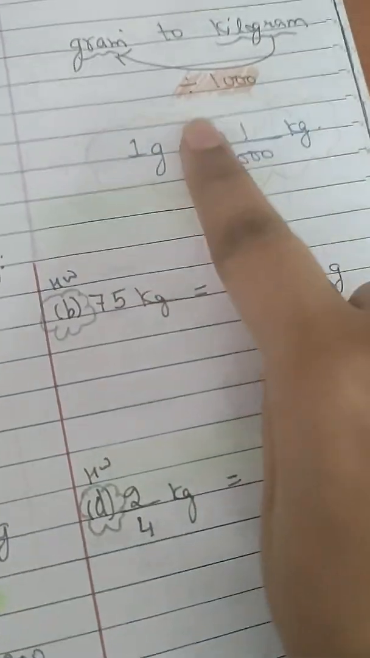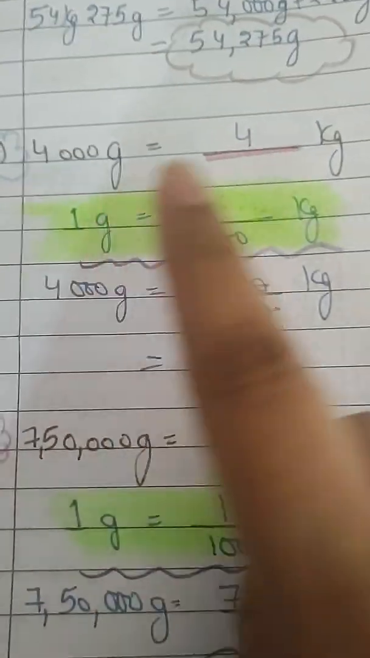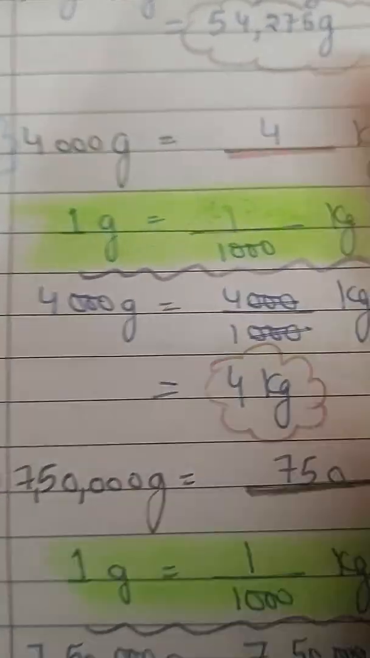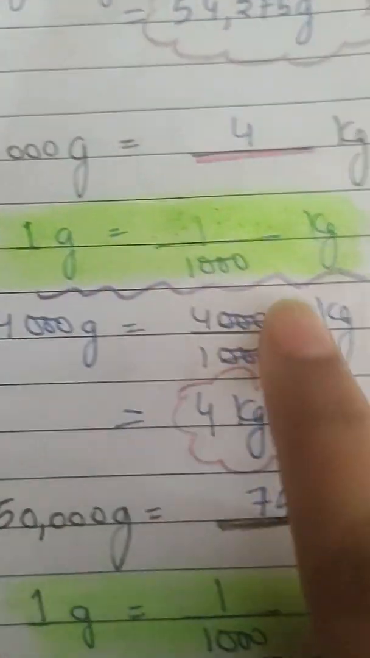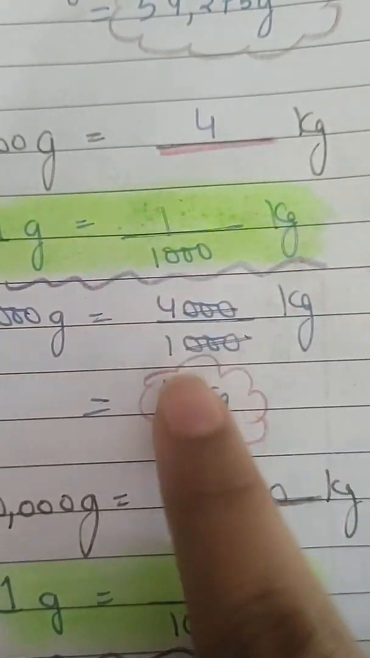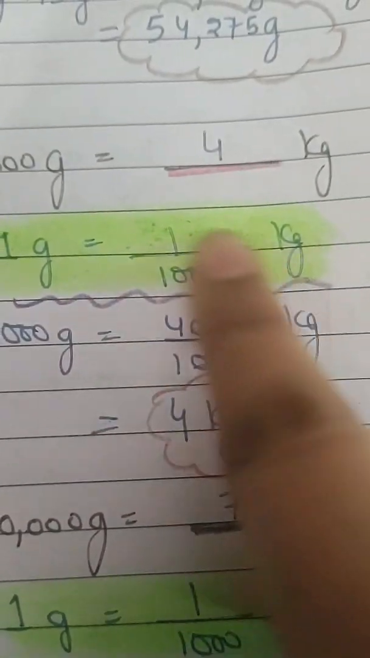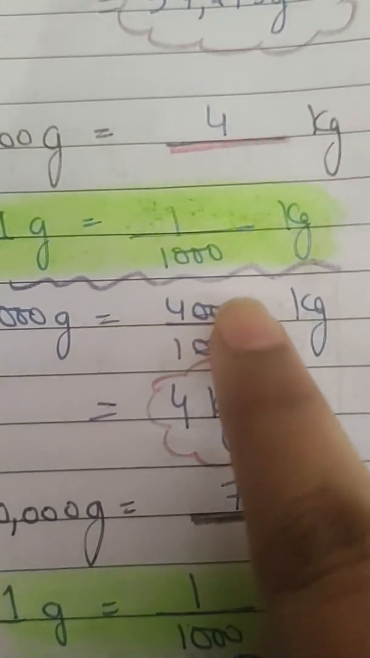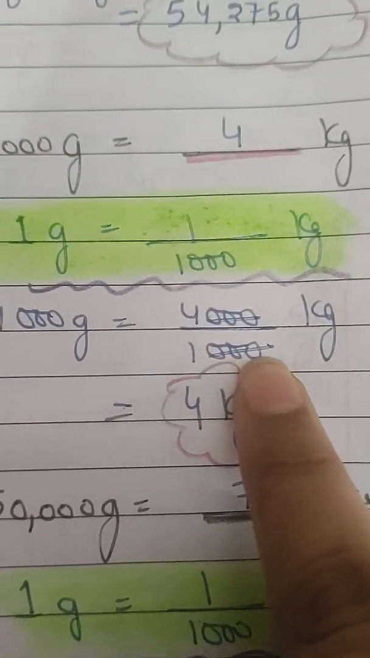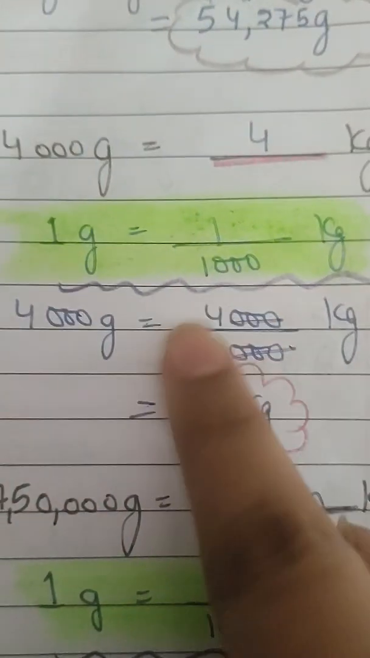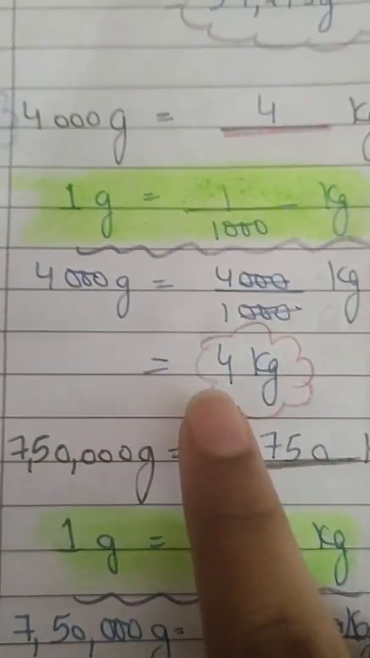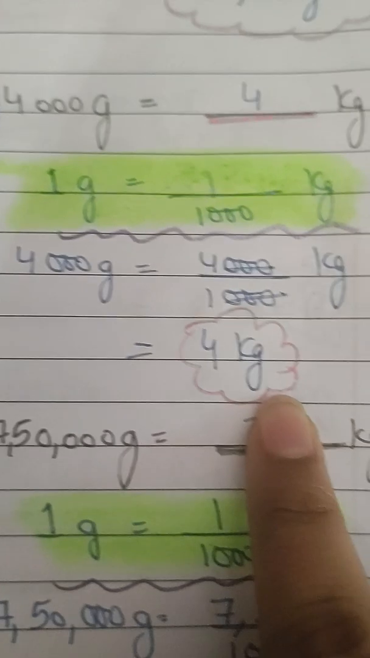1 gram is equal to 1 upon 1000 kilograms. So here 1 gram is equal to 1 upon 1000 kilograms. 4000 you will bring here, and this 4000 again you are going to write, and this 1000 you will write in the denominator. Whatever is given in the denominator you have to write that. All 3 zeros will cut, all these 3 zeros. 4 upon 1 is equal to 4 kg only. 1 does not have value in the denominator. So the answer here is 4 kg.